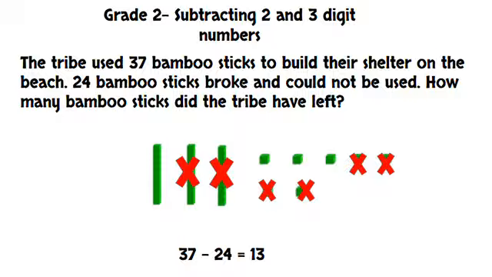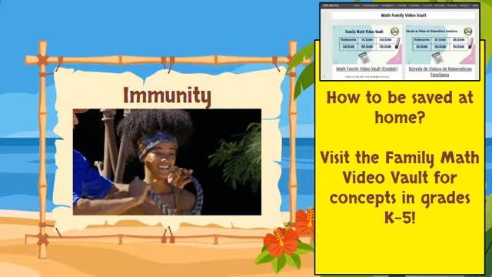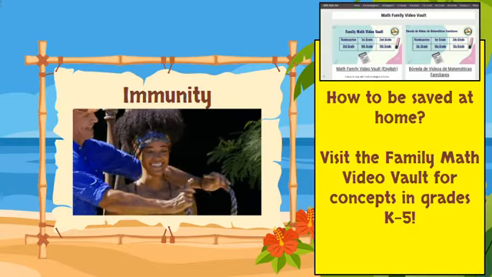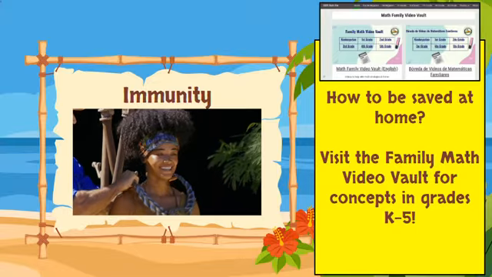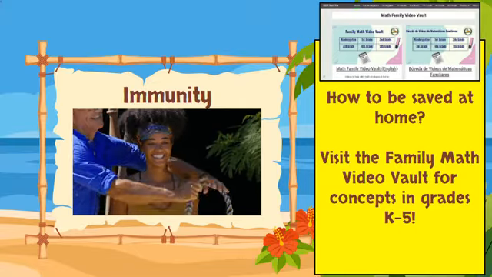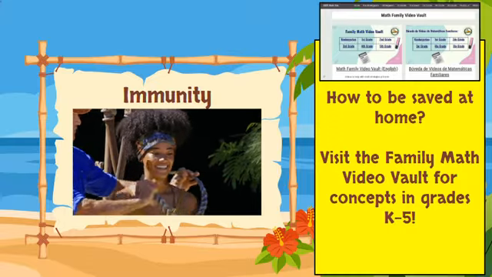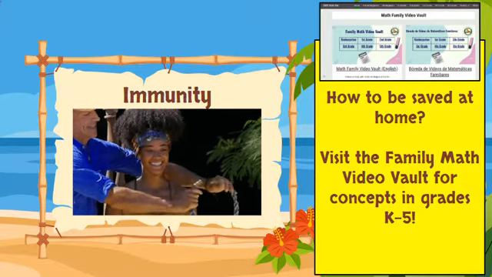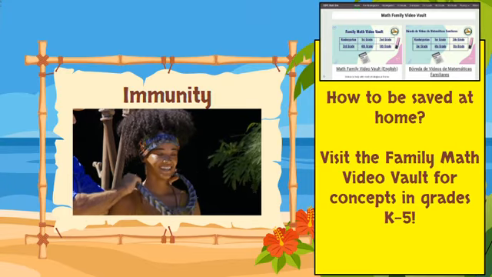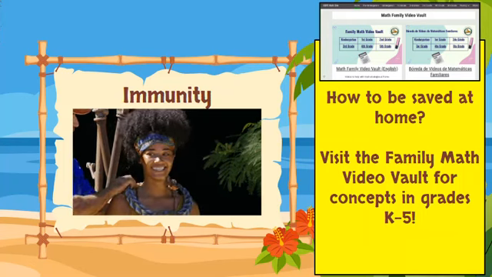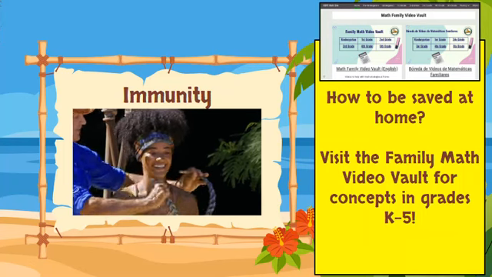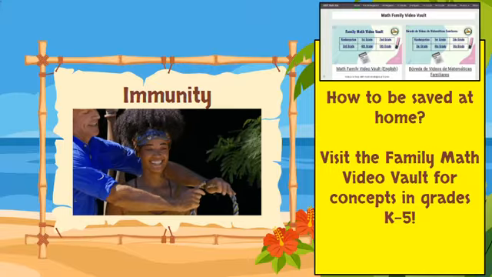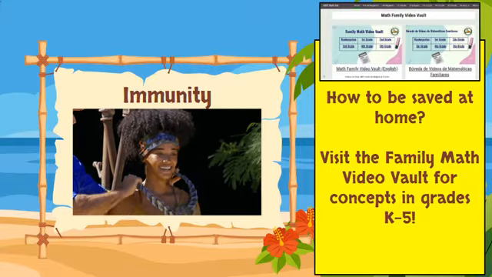So what I do have for you though is immunity. If you are noticing that there is a particular strategy that your child is struggling with that I didn't go over tonight, we do have a family math vault for our concepts in grades K through 5 that myself and Miss Golden created over the summer. This is where we store all of the strategies: addition, subtraction, multiplication, division. Like I said, we could only do a quick few tonight, but if you need more support or you're not sure how to do a specific strategy, please check out our Math Family Video Vault.